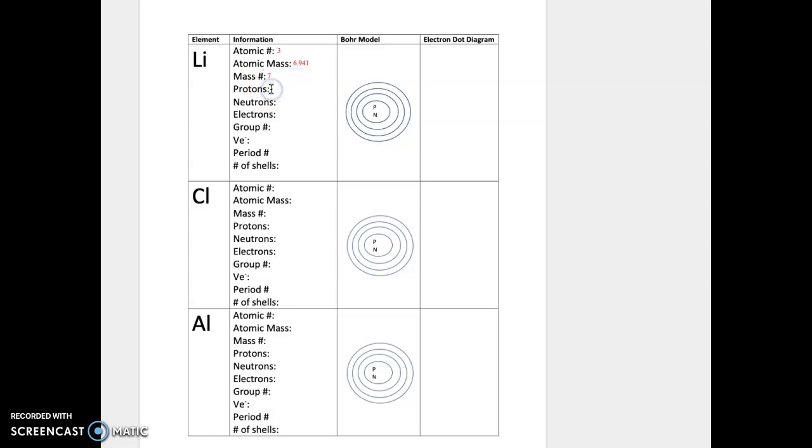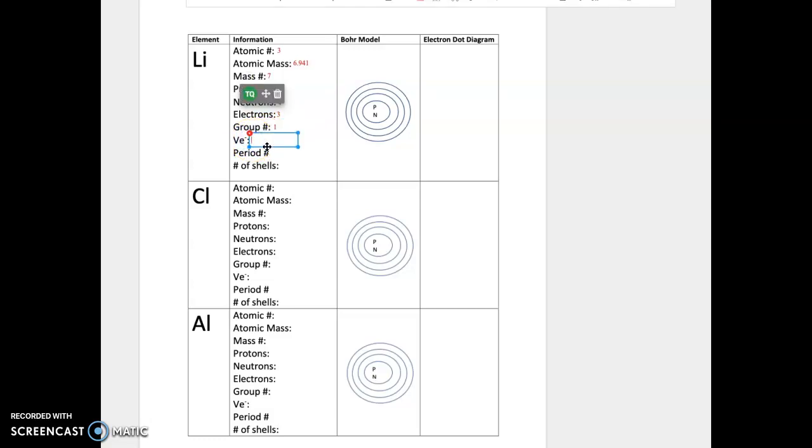We know that our atomic number is equal to our protons, so that's 3. We take our mass number minus our protons, so 7 minus 3, to get our number of neutrons, which is 4. Our number of electrons is the same as our atomic number and our protons, so it's 3. Our group number, when we look at the periodic table, we see that groups go up and down. Li is in the very first group, so our group number is 1. Our group number also tells us how many valence electrons it has.